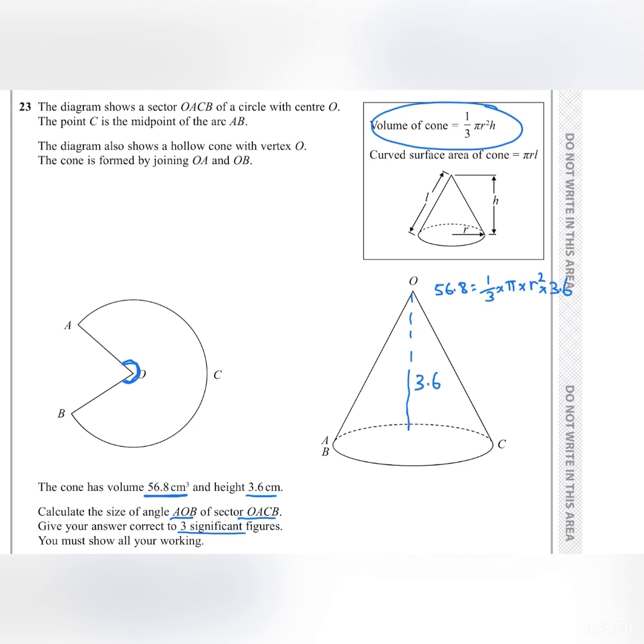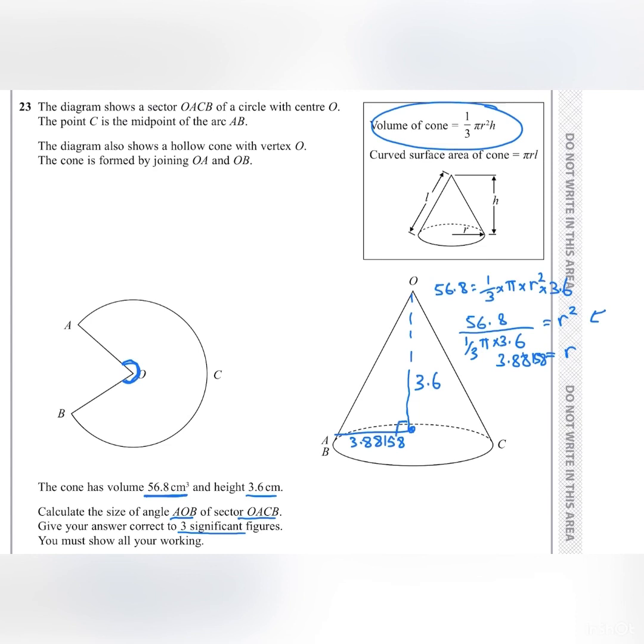If I rearrange this formula, I should get r squared equals 56.8, all of that divided by 1/3 pi and then times 3.6. So if you work out the radius, don't forget to square root this to get the radius. Okay, so the radius is 3.88158. So we can write this down, 3.88158, and that's a right angle triangle.